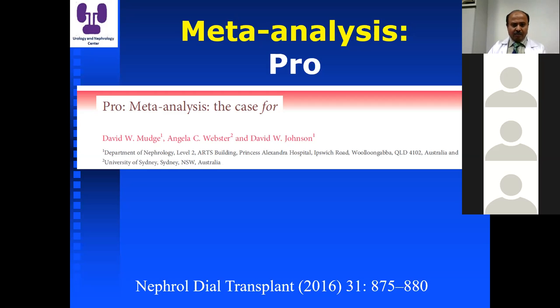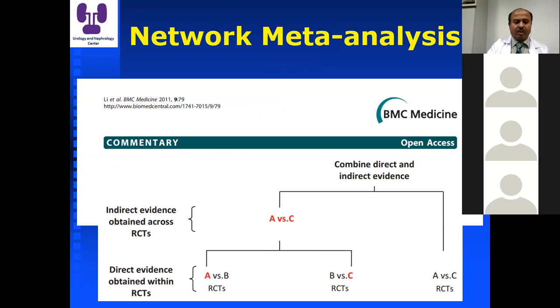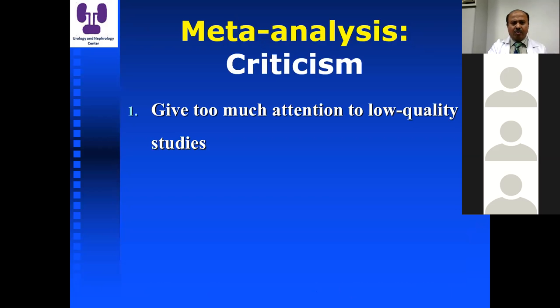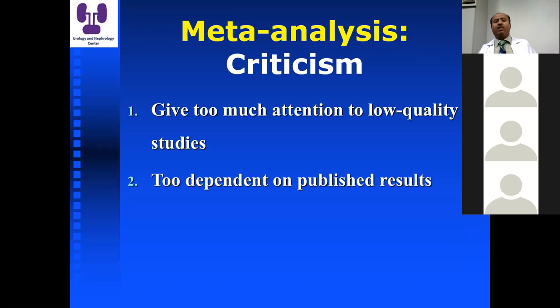Okay, so this is what I want. I'm not going to explain network meta-analysis for you. So what are the disadvantages? The advantage of meta-analysis is that it is a way to combine results to give a highly powerful answer, because it may be very difficult to run a powerful single randomized controlled study. But the problem is we can give attention to low quality studies. The composition is bad, too dependent on published results, because there is a tendency in journals to accept positive results and usually decline negative results.